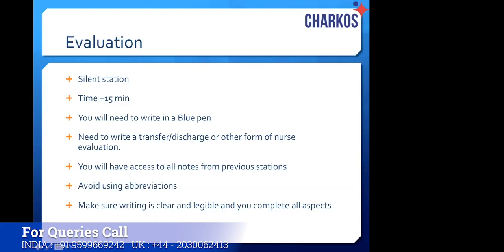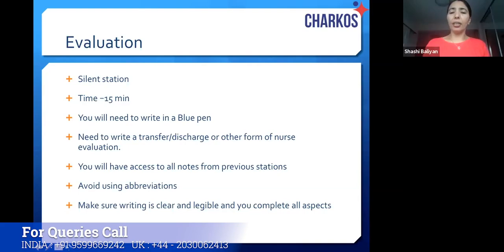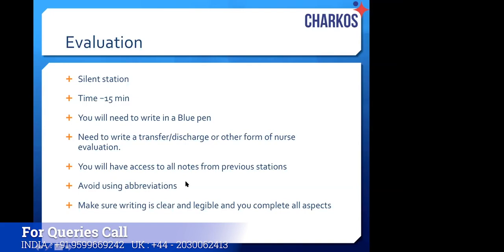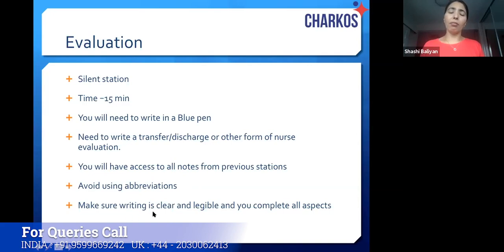Over here, you will need to write a transfer or a discharge letter. It is again a very, very simple station, because most of the things you will need to just copy from what you have already done. And in this one, and even in your other writing station, just make sure that you are not using any unknown abbreviations. It is always better to write the full form of the thing. And again, your writing should be clear and legible.